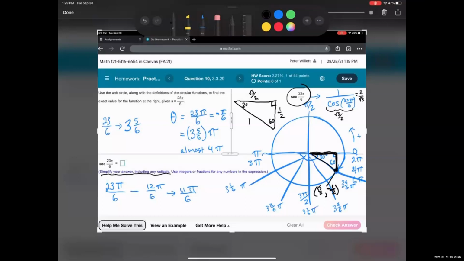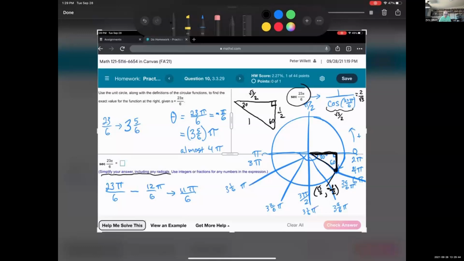I got kind of lost after we found 11 pi over 6, when you got to the 30, 60, 90 triangle. Would you mind going over that again? How we got the 30, 60, 90, or after we got the 30, 60, 90? After that, I guess is what I mean.